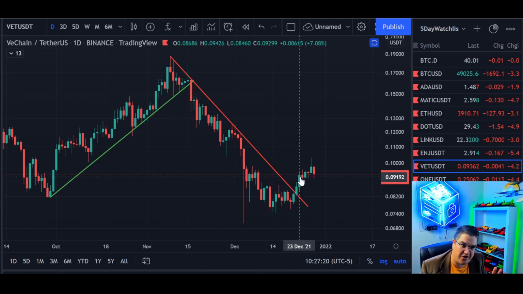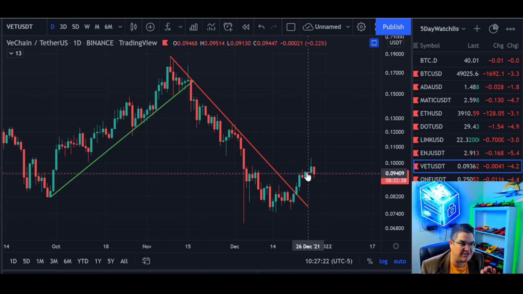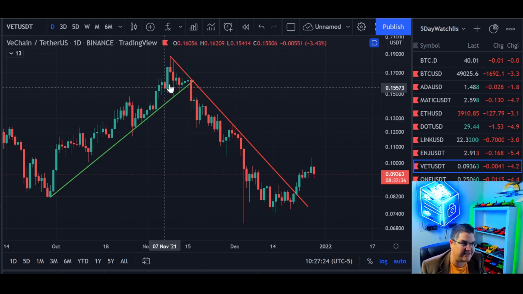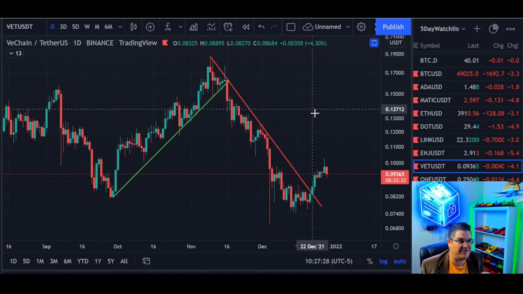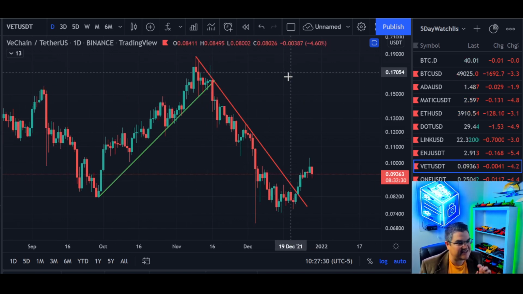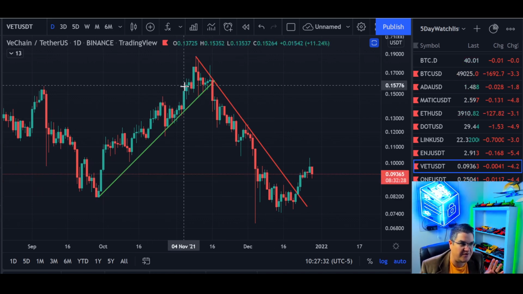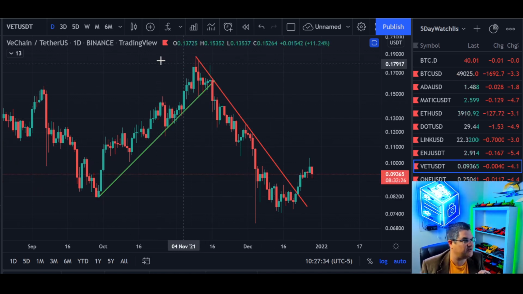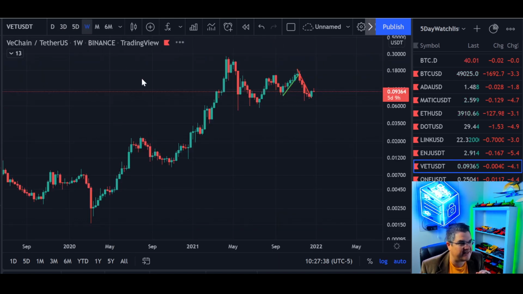So far so good, VeChain is trying to turn the ship around and start another one of these. That would be a-okay, I think, with pretty much everybody. Unless you're shorting VeChain, then good luck. So that's the daily chart, and also a little tips on how to draw trend lines. So there you go. And then let's go out to the weekly and see what we got there.